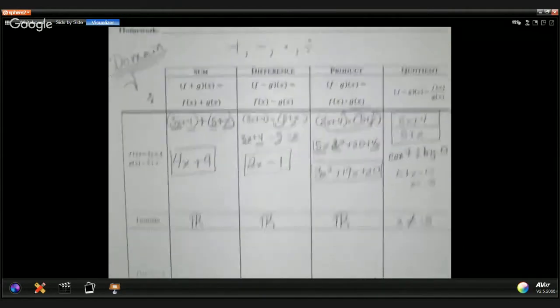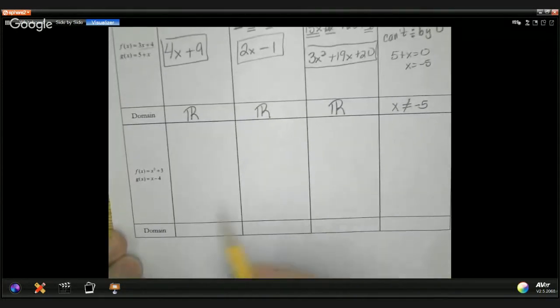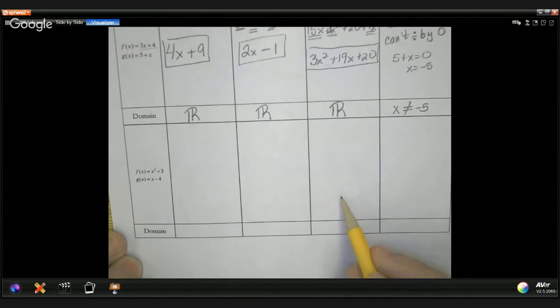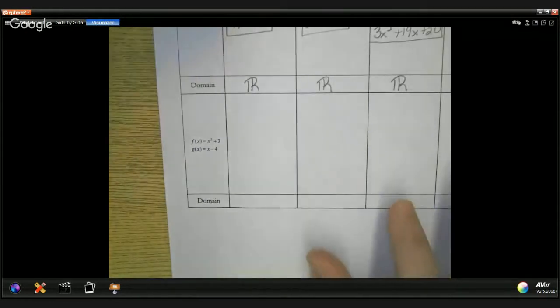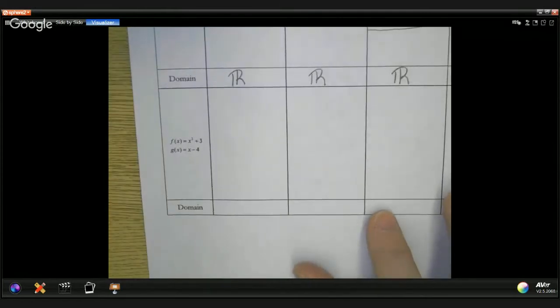All right, why don't you try the second set doing the same thing? The first box you're adding, subtracting, and then multiplying and dividing. And then check your work to see how you did. So when you think you're ready, press play.